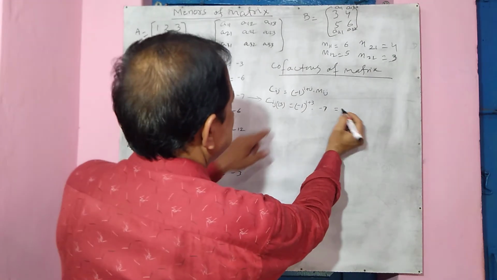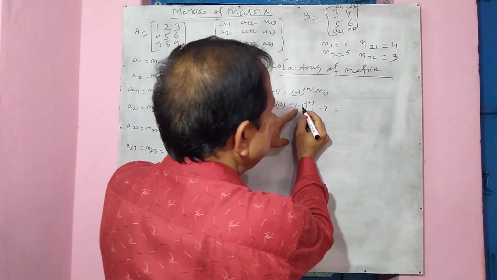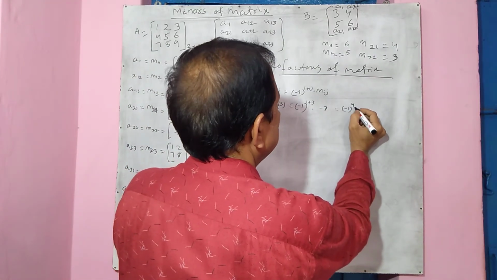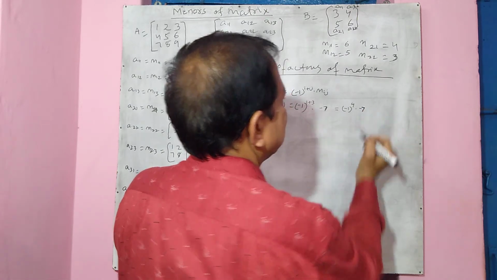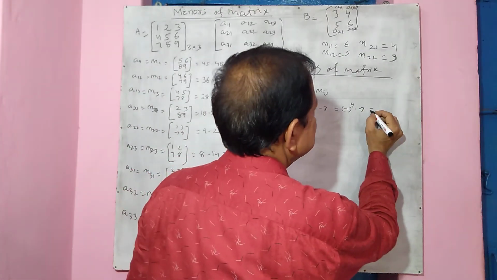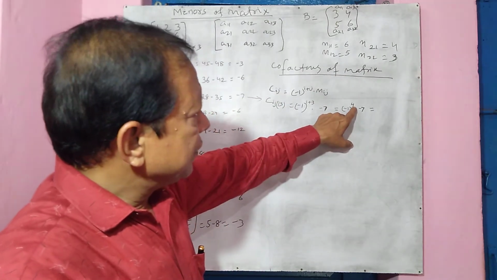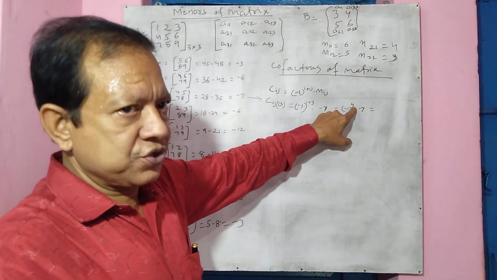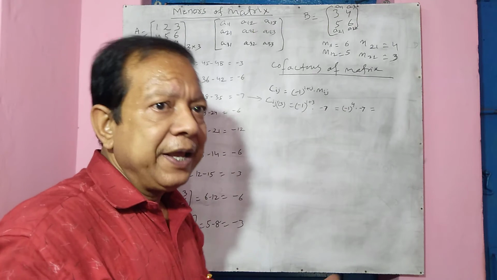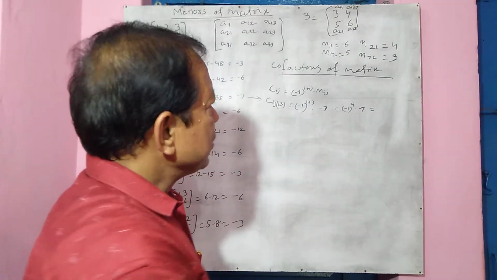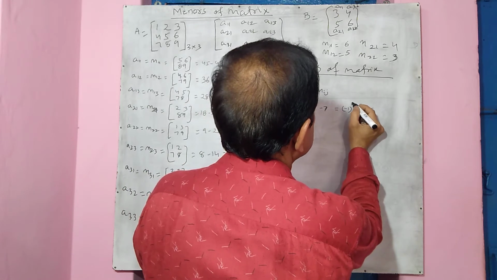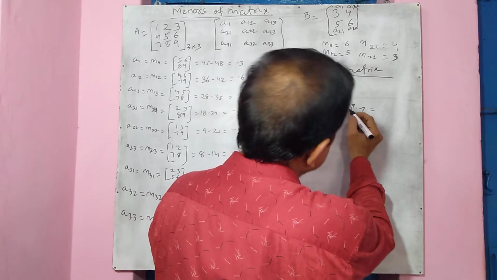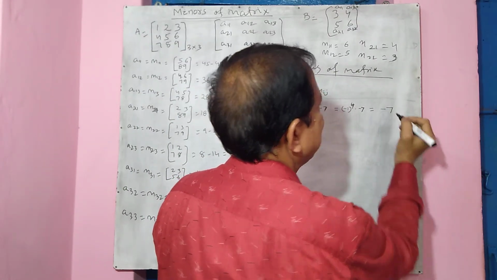Now it will be minus 1 to the power 3 plus 1, 4. Means minus 1 to the power 4 into minus 7. How much will it be? Remember, if the power is positive, then it becomes plus. If the power is negative, it becomes minus. Here the power is positive, because row plus column, 3 plus 1, is equal to 4. So here minus 7 into plus becomes minus 7.